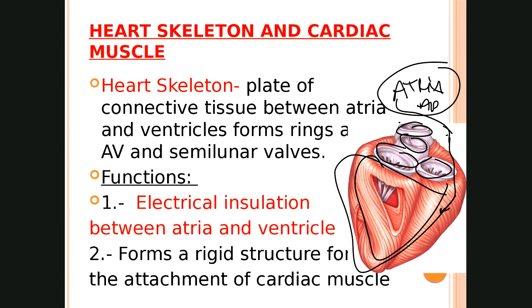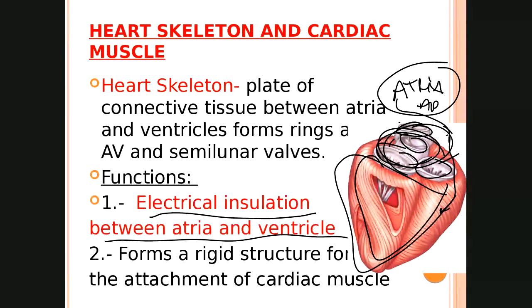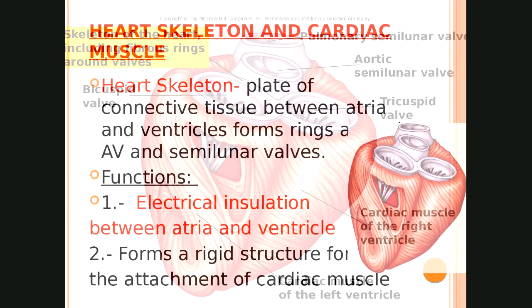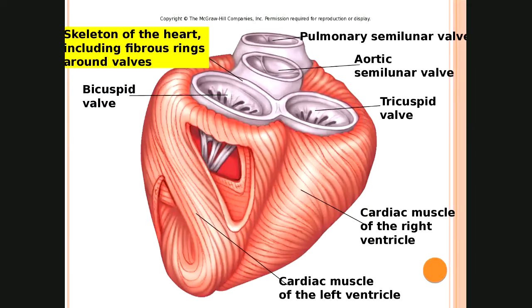The connective tissue skeleton between atria and ventricles is important in insulating both sets of chambers and preventing the whole heart from constricting at the same time, which would be disastrous because then it wouldn't work properly. In order for the heart to work properly, the atria contract first, then the ventricles need to contract next as the atria relax. So this again is depicting the skeleton of the heart, which creates an insulation between atria and ventricles.